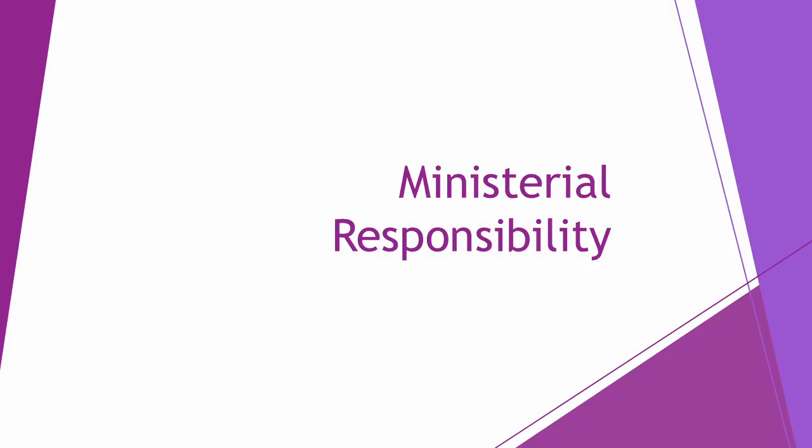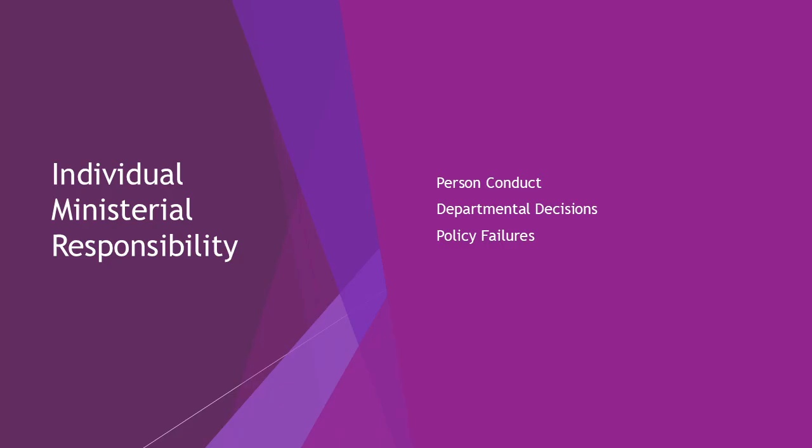Ministerial responsibility is the principle where government ministers are accountable for their actions and decisions either individually or collectively. Individual ministerial responsibility is the convention where a minister must take responsibility for their personal conduct, departmental decisions, and policy failures. An example is the resignation of Amber Rudd as Home Secretary in 2018 after misleading Parliament over deportation targets in the Windrush scandal.